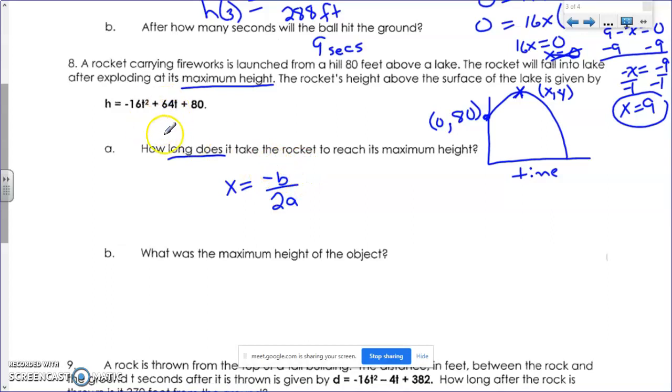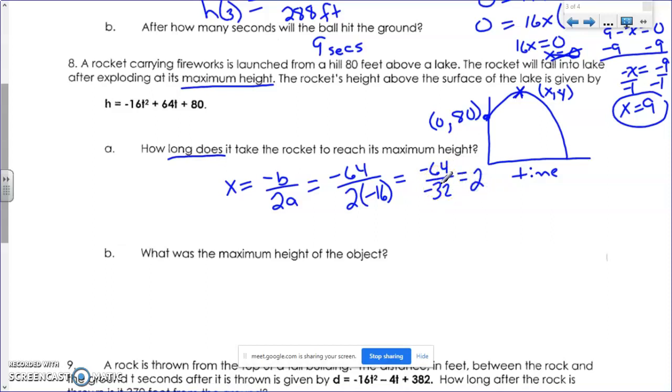So, what's my b here? That'd be negative 64. And then what's my a? Negative 16. So that'll be negative 64 over negative 32, which equals 2.